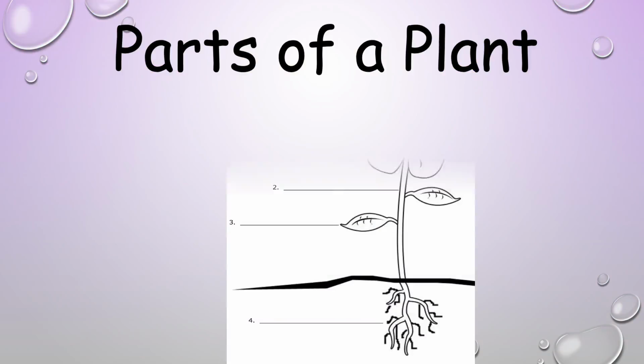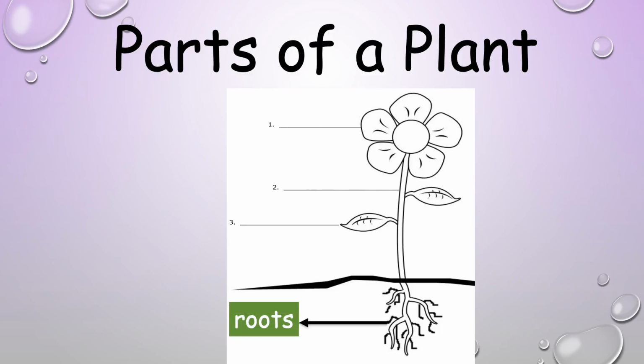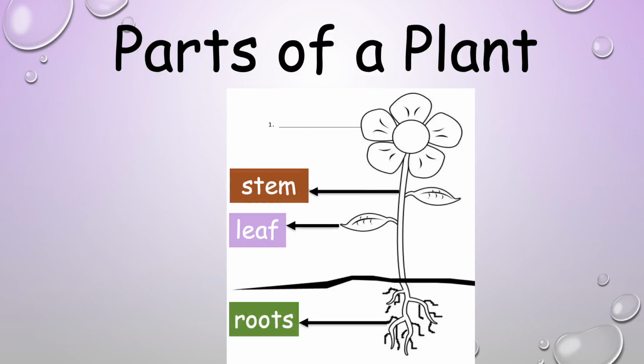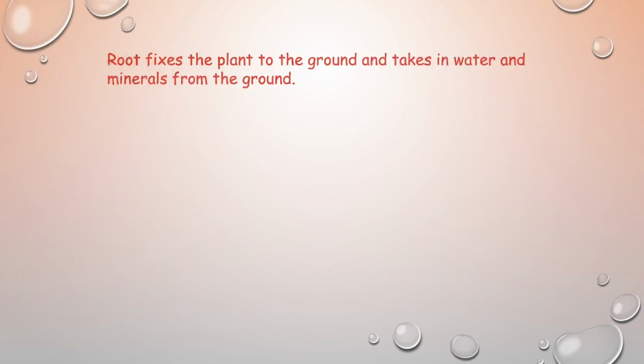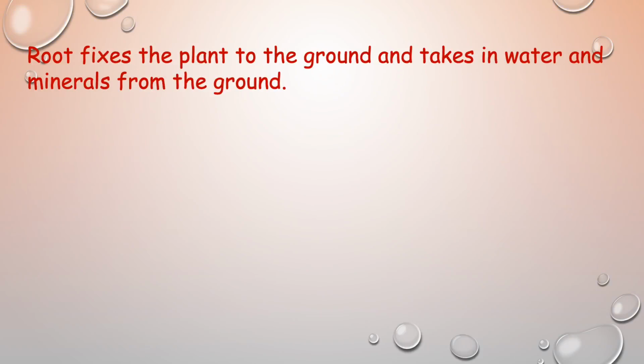They are roots, leaf, stem, and flower. Root fixes the plant to the ground and takes in water and minerals from the ground.